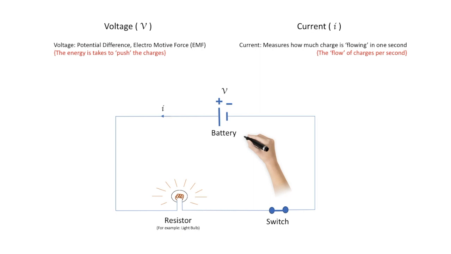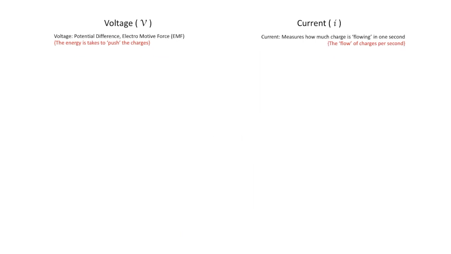The other definition we want to look at is current. Current helps us measure how much charge is flowing through a conductor in 1 second. It's nothing but the flow of charges per second. So the more electrons flowing through a wire in 1 second, the higher the current. Remember, voltage is the energy that the battery provides to push the charges, and current is the measure of how many charges are flowing through the circuit. We saw that for one set of voltage, we had one set of current. As the voltage changes, the current also changes.